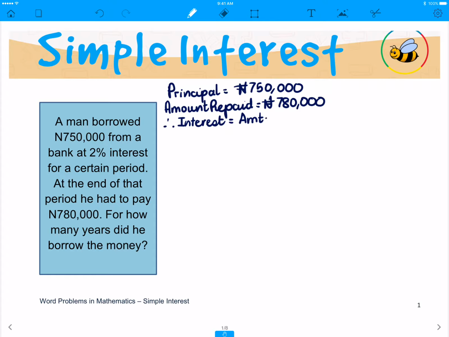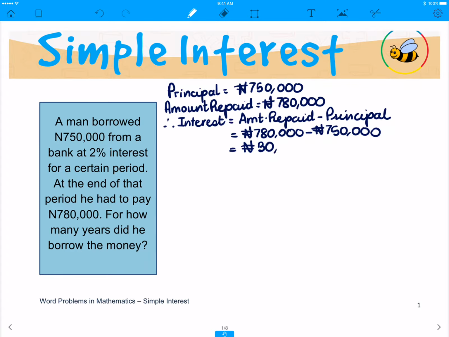amount repaid minus principal, that is 780,000 minus 750,000, meaning that the actual interest that he paid was 30,000 naira. Now, this doesn't solve the question. It just gives us the interest.